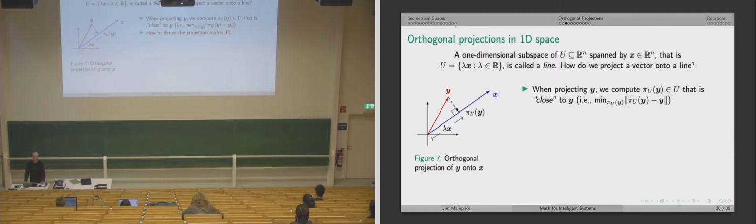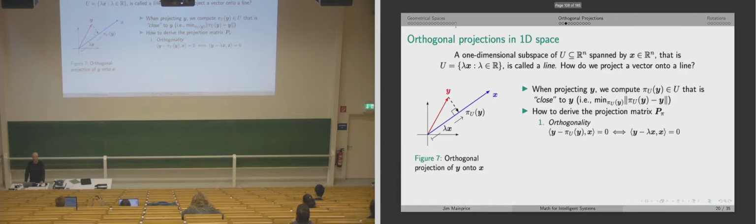It's that the closest point will be the one that is orthogonal to the line. So how can we derive the projection matrix from there? First, we use that notion of orthogonality. Any point that is going to be closest to the line is going to have a vector pointing between that point and the line that is orthogonal.